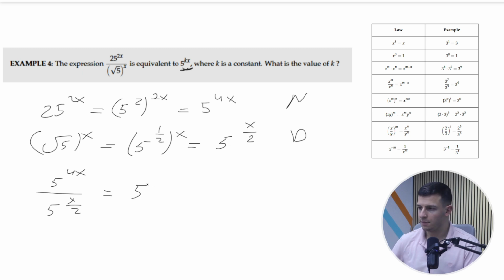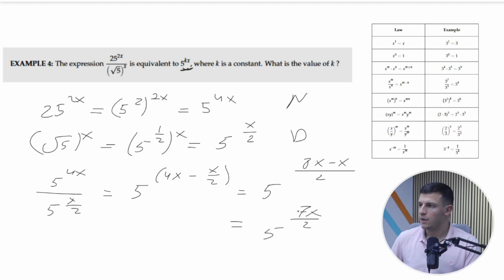So we keep the base same, but we subtract the top. x divided by 2. And we can now do a common denominator of 2. This is going to be 8x minus x, and that's going to be 5 to the power of 7x divided by 2. Now, what is going to be the value of k? k is just the coefficient of x, so in this case it seems like it's going to be 7/2.